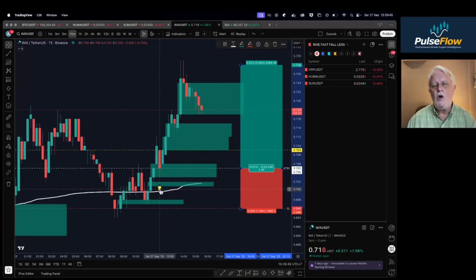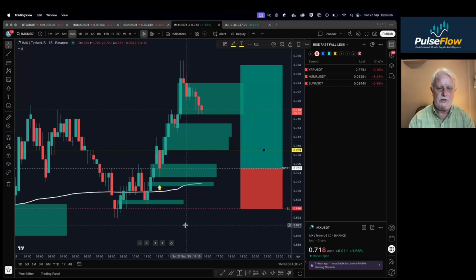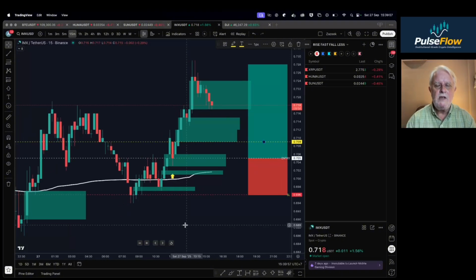The yellow arrow represents the time that the grade A alert came in to PulseFlow, and the dashed line here in yellow represents the price it was. So let's look what was happening. IMX is in an uptrend, so on the higher time frame we're in an uptrend. We've been having a retracement and you're trying to go long, and what we do is we get the VWAP, the white line here is the VWAP.